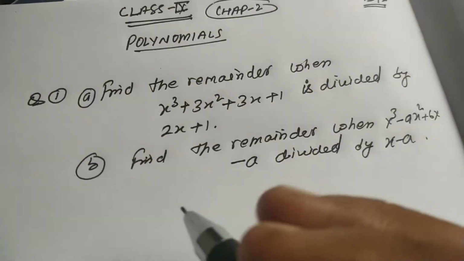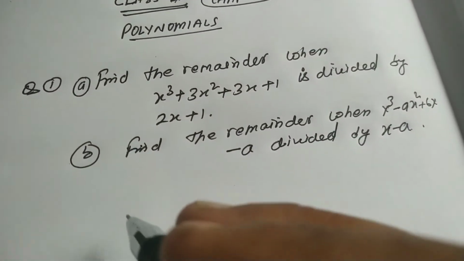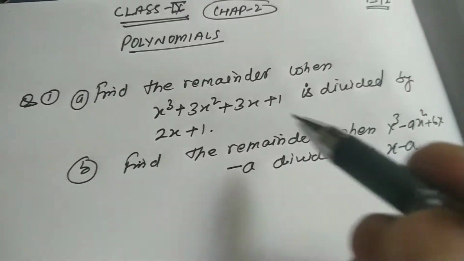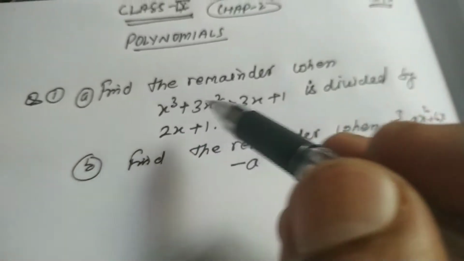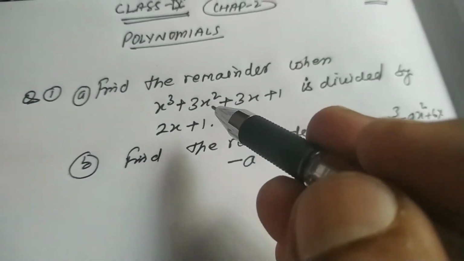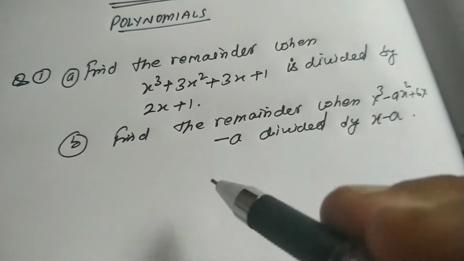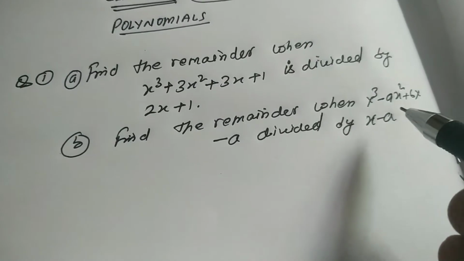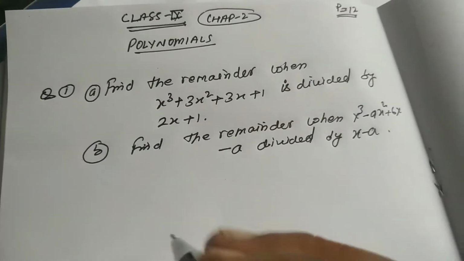In previous sessions we have discussed the remainder theorem and the long division method to get the remainder. Today we have two problems, the NCERT problems. First, find the remainder when x cube plus 3x squared plus 3x plus 1 is divided by 2x plus 1. And second, find the remainder when x cube minus ax squared plus 6x minus a is divided by x minus a.